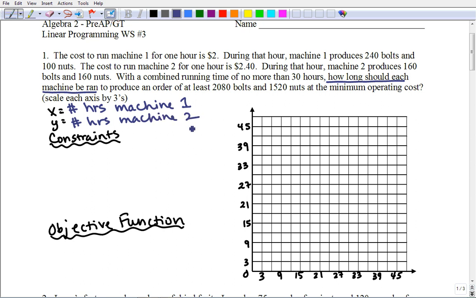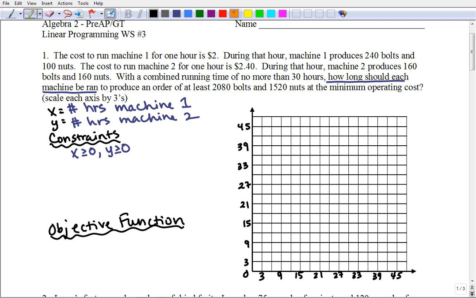Because this is a real life problem, we can always start out by saying that x has to be greater than or equal to 0 and y is greater than or equal to 0, which makes sense because the hours will not be negative, but the least we could run them is 0 if we didn't turn them on at all. You'll notice we have bolts and then we have nuts. So let's look at just one piece of information at a time. Let's start out by looking at the number of bolts.